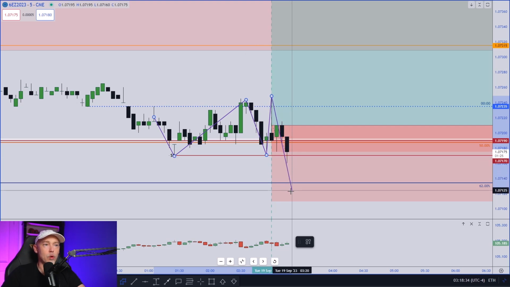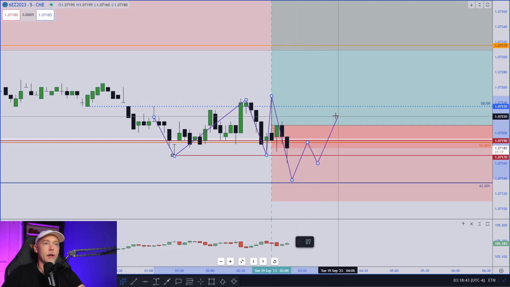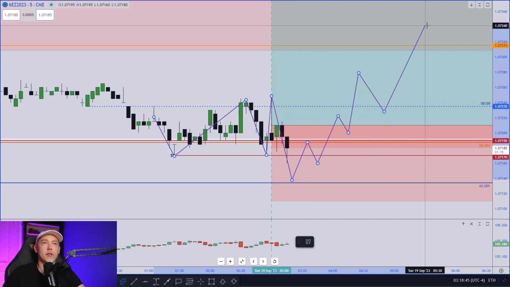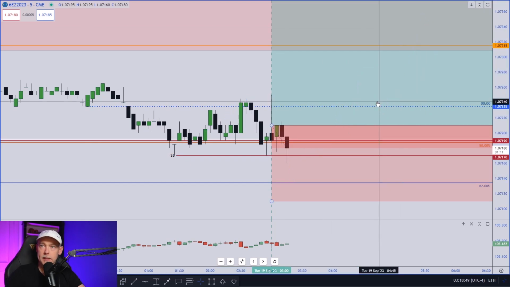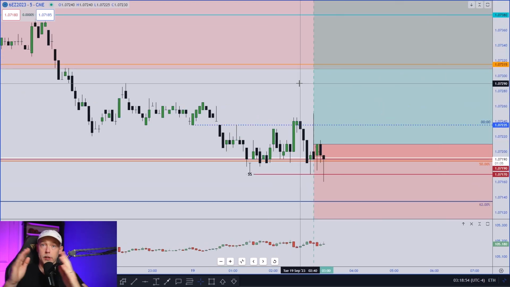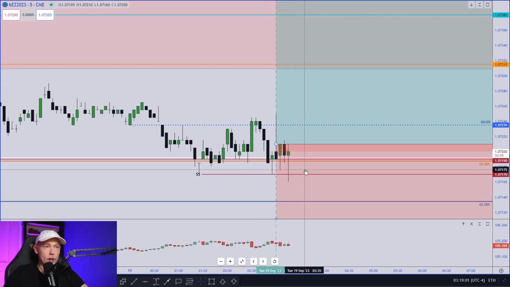I have room for this to move down even lower, but I'm happy with where my stop is, and I'm looking for this trade to maybe move away from here and then move higher, something like that, and be up and away. That's the plan of action. We looked at the higher time frame, we're looking at the lower time frame. I'm looking at Fibonacci levels, I'm looking at the time of the day. We're looking at this live here.